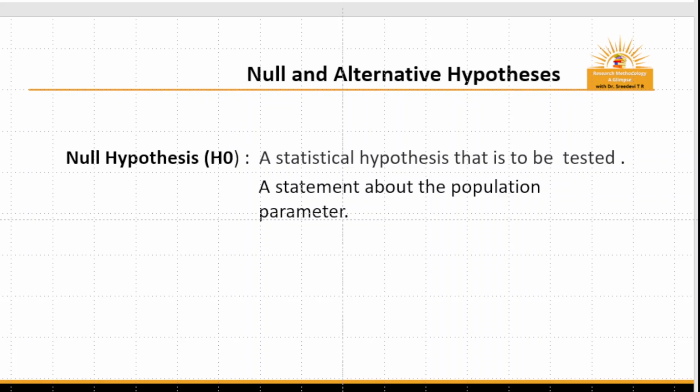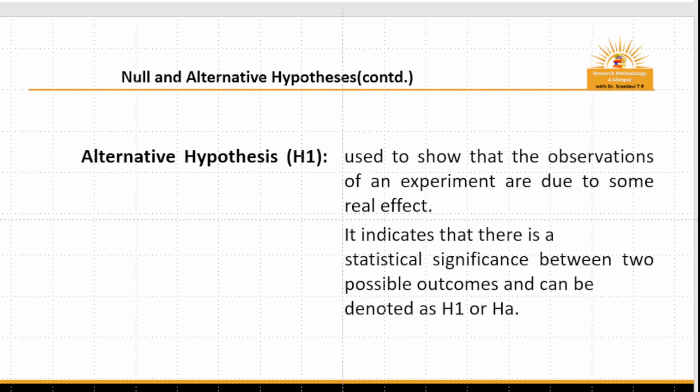Then alternative hypothesis is used to show that the observations of an experiment are due to some real effect. It indicates that there is a statistical significance between two possible outcomes and it can be denoted as H1 or HA. So, it is an alternative to the null hypothesis. Any hypothesis other than null hypothesis is alternative hypothesis, H1 or HA.